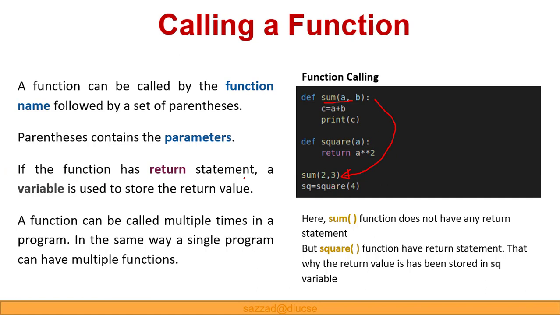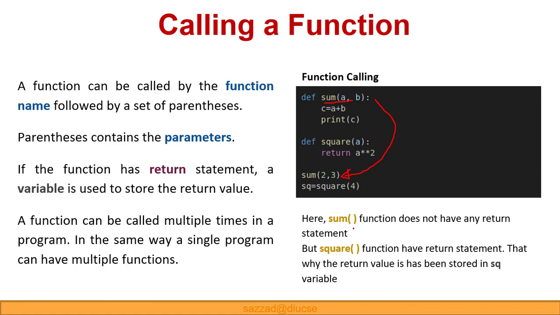If the function has a return statement, a variable is used to store the return value. As we have seen, if there is a return statement, then a variable needs to be used to store the return value. A function can be called multiple times in a program. In the same way, a single program can have multiple functions. When we are dealing with big problems, there can be multiple user-defined functions, and the same function can be called multiple times.